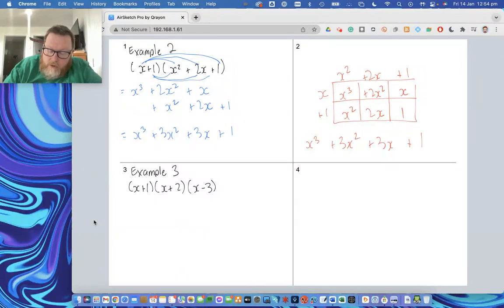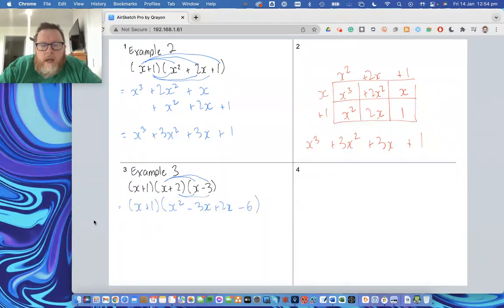So the right-hand side 2 are x plus 2 times x minus 3. So I go x times x. So I've got equals x plus 1 multiplied by x squared. And then I've got x times minus 3. So I've got minus 3x. Okay, and now I'm going to do the bottom chicken beak. 2 times x is plus 2x. And 2 times minus 3 is minus 6. Okay, so there we go.